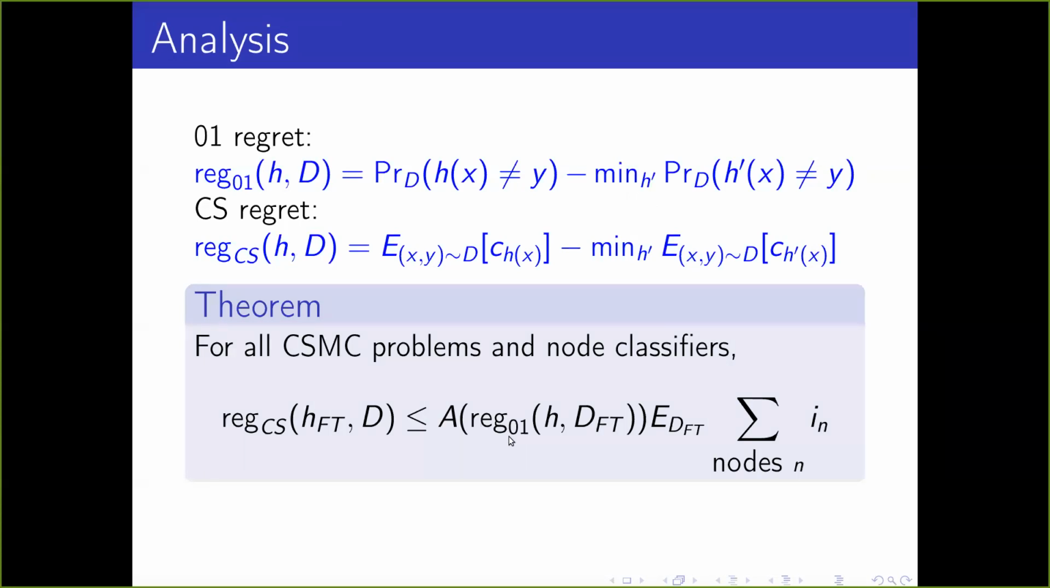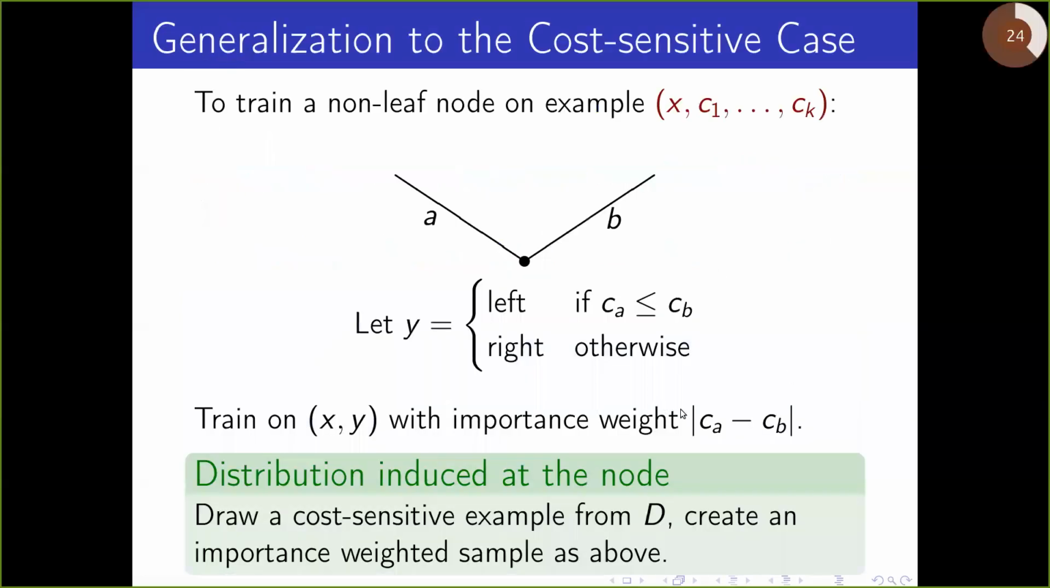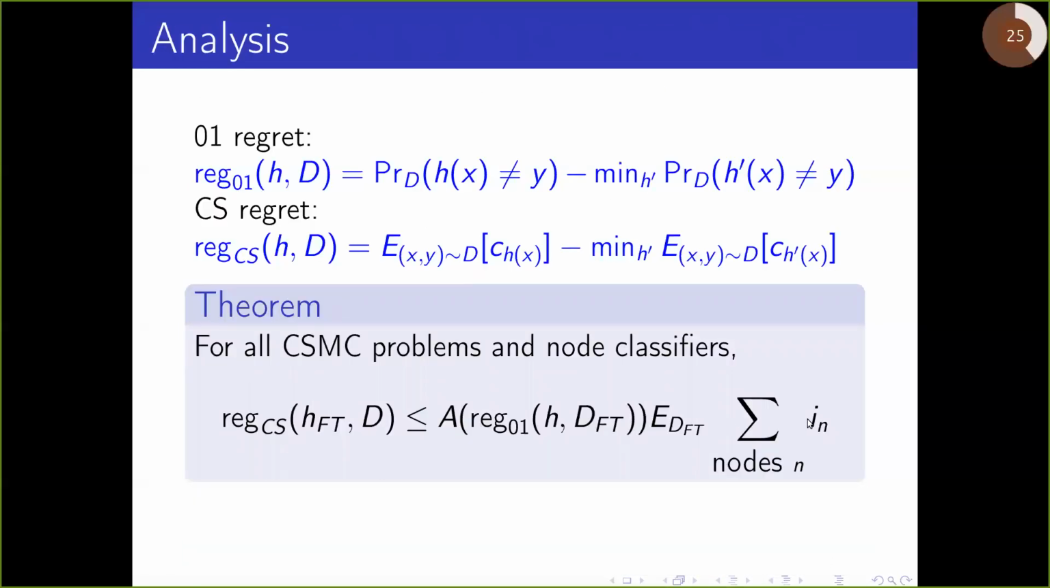And you can say, oh, the regret of the cost-sensitive classifier is bounded by the average, that's what the A means here, the average regret of the 0, 1 classifiers times the expected sum of importance weights at all the nodes. Right, so we have a method here for creating importance weights, where we take the difference in the costs at the nodes. And it's that expected sum of importance weights at all nodes which controls the regret ratio.